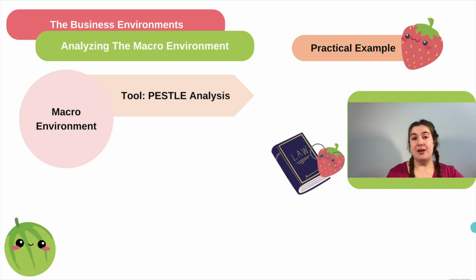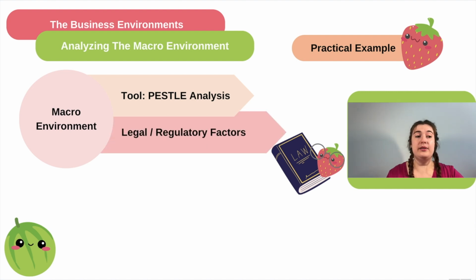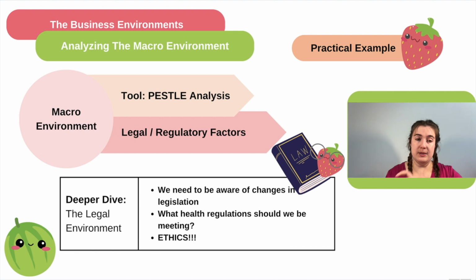So now when it comes to our legal or regulatory factors, we need to be looking at the legal environment. So what do we need to be aware of here? Well, we need to be seeing what changes are happening in the legislation. How is it going to impact our business? Those types of things. We need to see what changes are happening around our health regulations. We are a farming business. We're focused on giving food. We need to be able to make sure that what we give out is actually safe for public consumption, especially long term, not just in our short term.